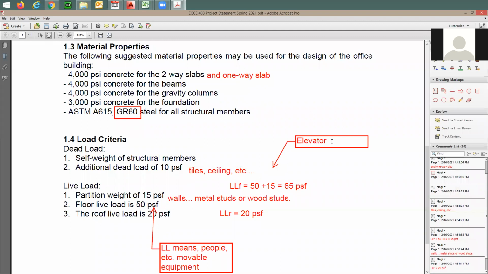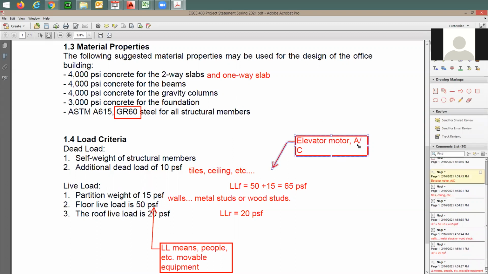Let's say a motor. I'm going to say an AC unit, rooftop unit, right? Anything that you put as permanent equipment, you'd call this dead load, not live load.